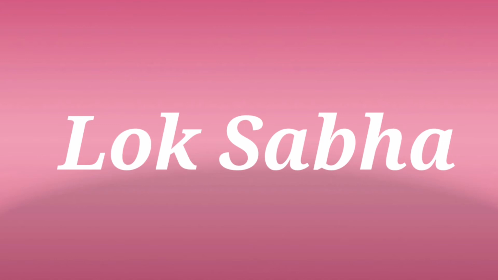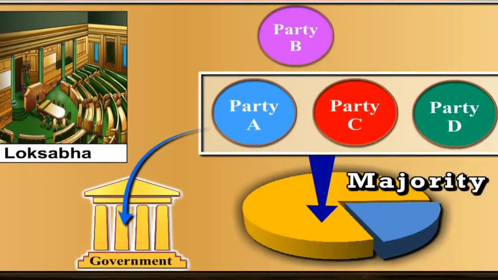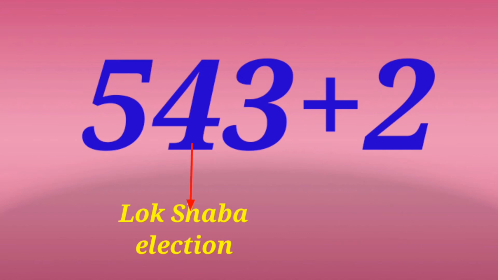Who forms the national government? The answer is the majority party. The political party with the majority of seats in the Lok Sabha election can form the national government. The next point is how many seats there are. The total number of seats in the Lok Sabha is 545, out of which 543 members are elected in the Lok Sabha election.